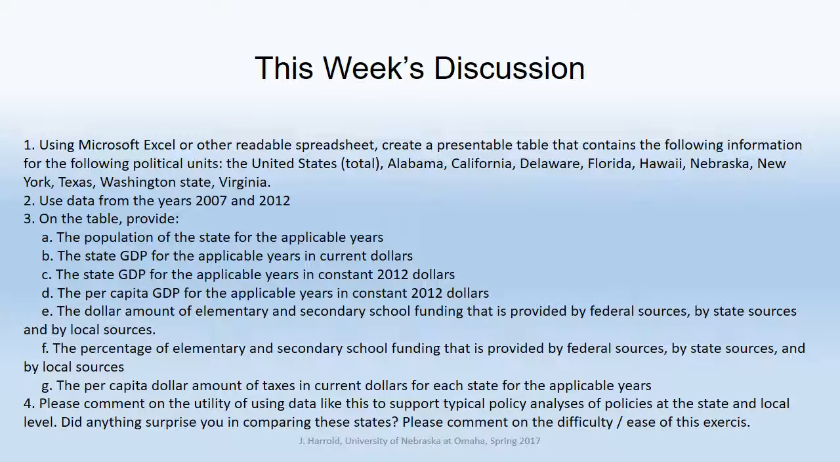And on this table, I want you to provide this information. So the population of the states for the applicable years, the state GDP in constant 2012 dollars, the per capita GDP, and you can figure that out once you know the population and the GDP in 2012 dollars, the dollar amount of elementary and secondary school funding provided by 3 different sources: federal sources, state sources, and local sources, and then the percentage of elementary and secondary school funding that is provided by these sources, the percentage of the entire school expenditure, if you will, and then the per capita dollar amount of taxes in current dollars for each state for the applicable years.